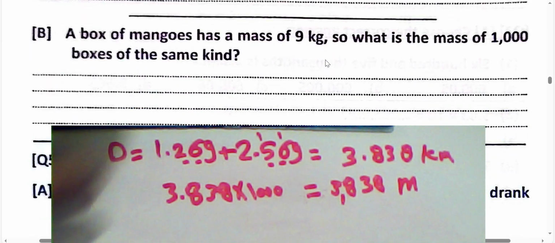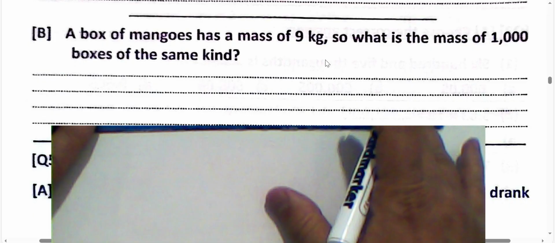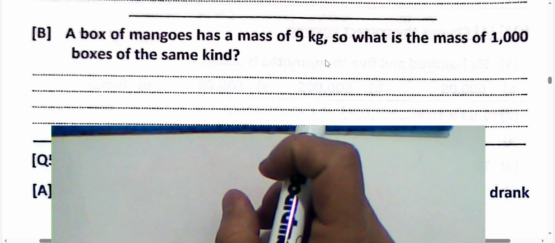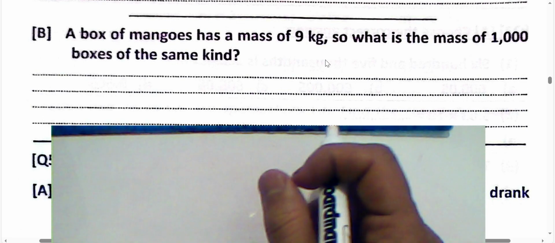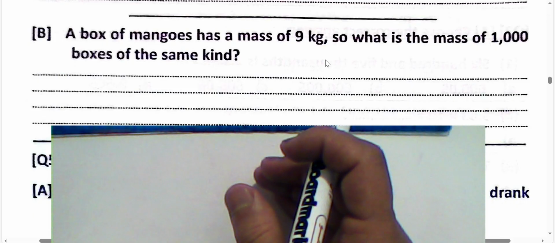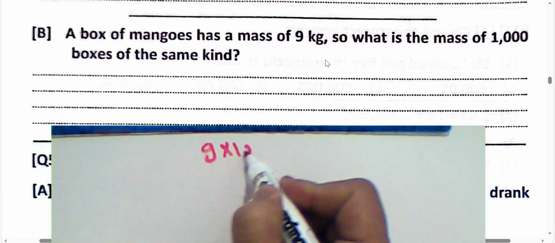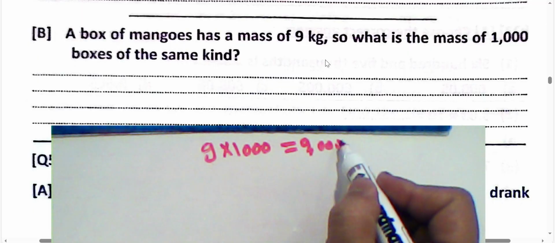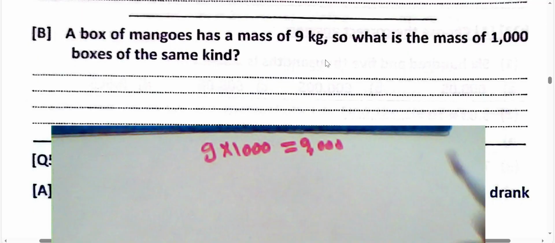Next question. A box of mangoes has a mass of 9 kilograms. What is the mass of 1000 boxes of the same kind? Okay, a box contains 9 kilograms, and what is the mass of 1000 boxes? We can write 1000, the number of boxes, and the weight of each one, 9 kilograms. Then the total weight, we can write 9 thousand. 9 multiplied by 1000 will be 9 thousand. Okay, 9 thousand kilograms.